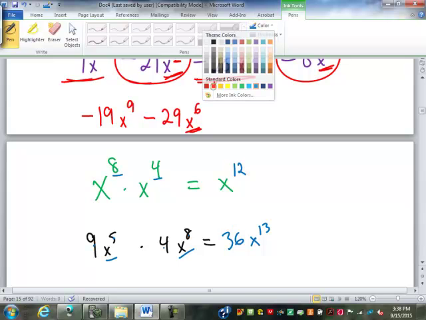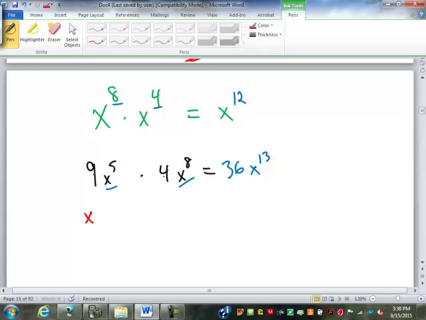Remember, the reason for that, x to the 5th is 5 x's multiplied together. X to the 8th is 8 x's multiplied together. If I multiply them together, I now have 5 plus 8 or 13 x's multiplied together. So even though I'm multiplying the powers, the appearance is that the powers are being added. Any other questions? That's one that does take a while to get used to.